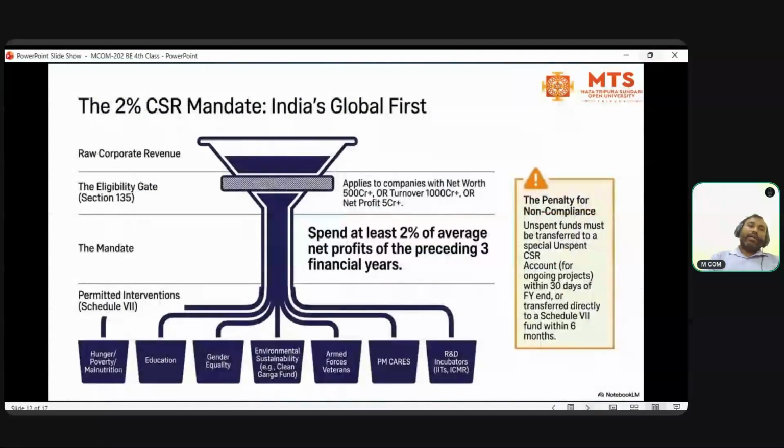So the 2% CSR mandate, India's global first on corporate revenue. First and second, the eligibility gate, Section 135, the mandate, and permitted interventions. The eligibility gate applies to companies with net worth 500 crore plus, or turnover 1000 crore plus, or net profit 5 crore plus, and they must spend at least 2% of the average net profits of the preceding financial year.